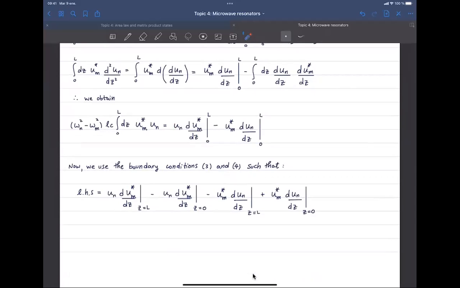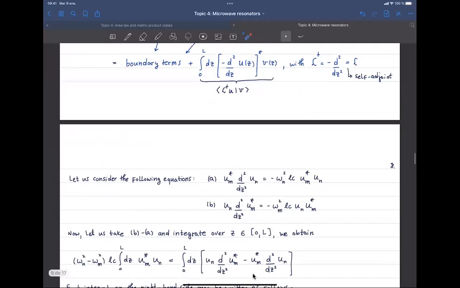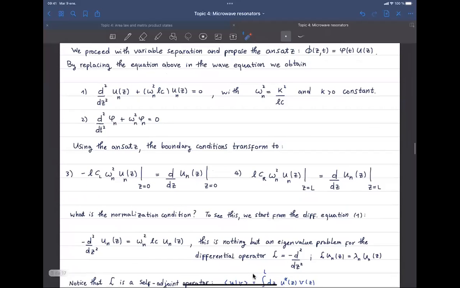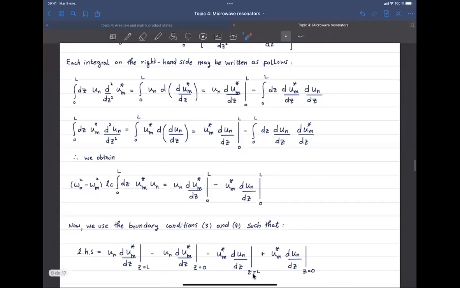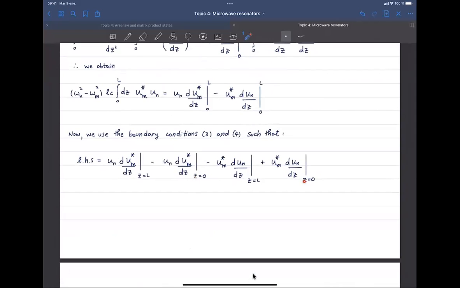So we go back to equation 3 and 4. Essentially, we should use these equations. So we have an equation for the first derivative of un at z equal to 0 and at z equal to L, so that we replace this and this back into these equations here. So here and here, the only thing that you need to take care of is the index here. Okay, and that's it.